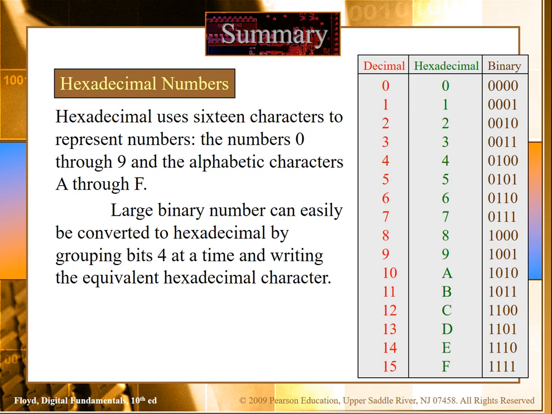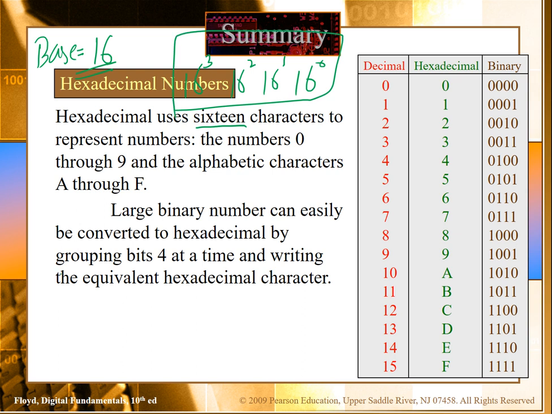So hexadecimal numbers: hexa means 16, so it uses 16 characters to represent numbers. The base of the hexadecimal system is also 16, so the powers of the base will be 16 to the power 0, 16 to the power 1, 16 to the power 2 and 16 to the power 3. So how does it actually work? Let's say we have decimal numbers from 0 to 15, and we have learned that 0 in the 4-bit binary system we can write as 0000, and we can convert 15 to 1111 in the 4-bit binary system.